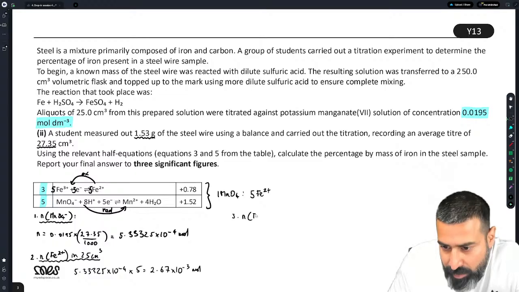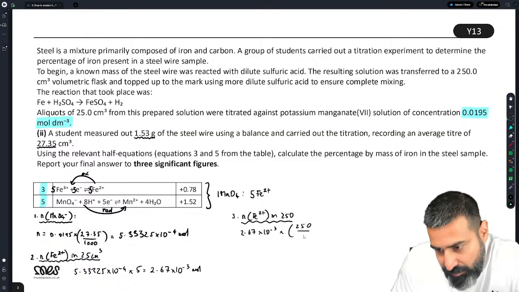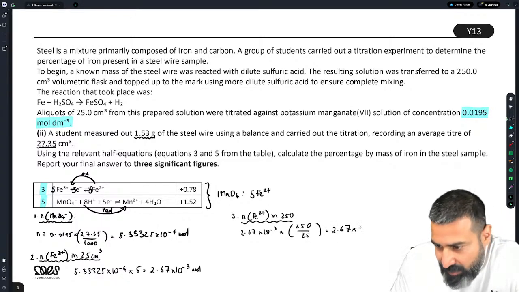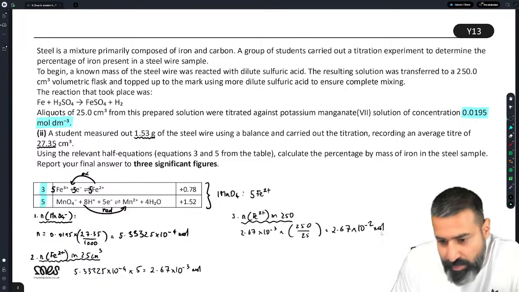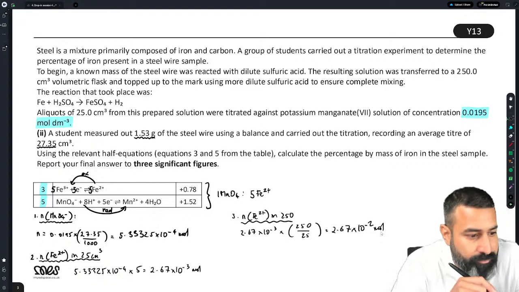So the number of moles of Fe2+ in 250 is going to be 2.67 times 10 to the minus 3 multiplied by this scale factor of 250 over 25. So we're just timesing by 10, which is 2.67 times 10 to the minus 2 mole. Okay, then where do we go next?